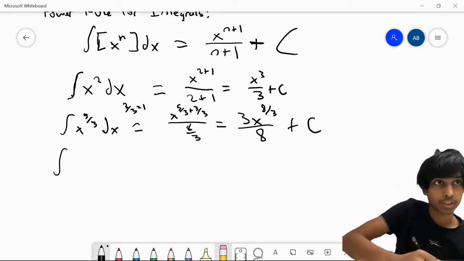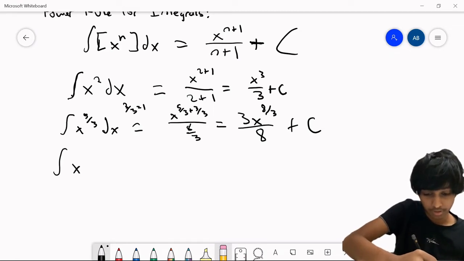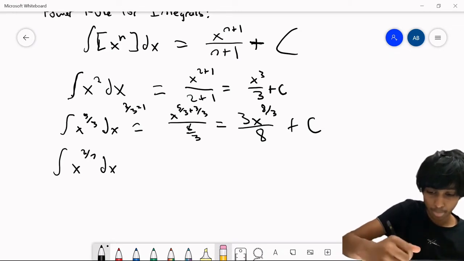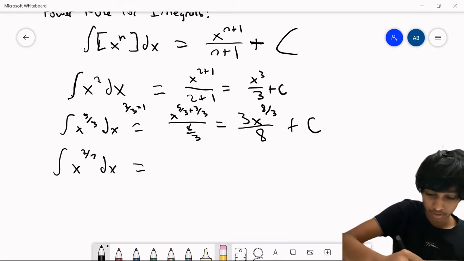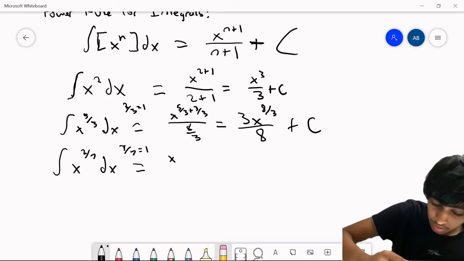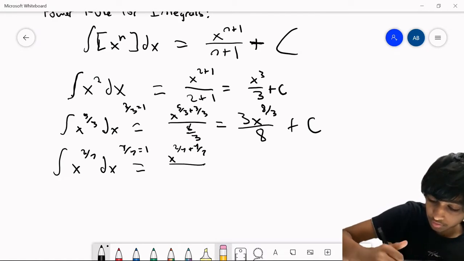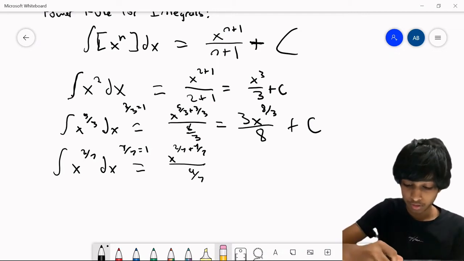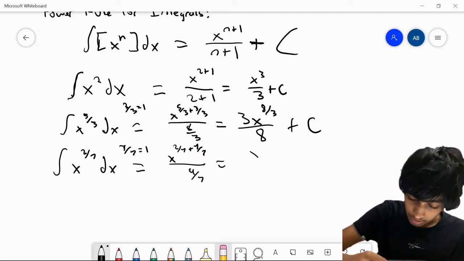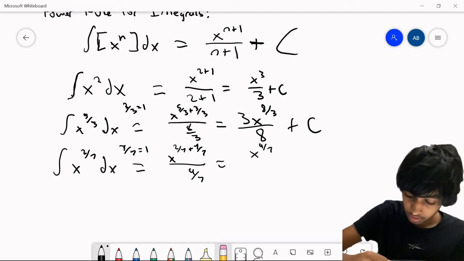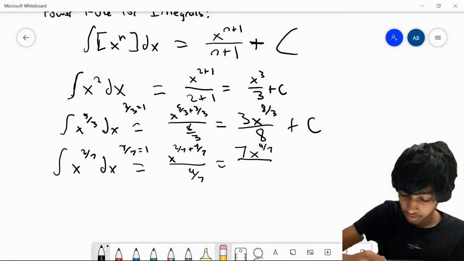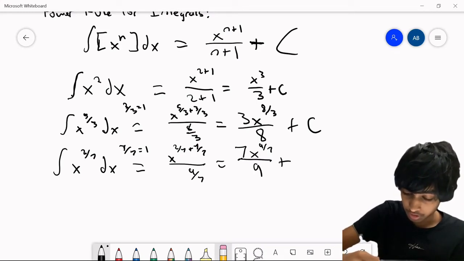Now let's do another example. x to the power 2 over 7 dx. Now we can do the same thing, so we'll use 7 over 7 this time. So we do x to the 2 over 7 plus 7 over 7, and then divided by 9 over 7, because that's what 2 over 7 plus 7 over 7 equals. So our final answer would be x to the 9 over 7 multiplied by 7 divided by 9, plus c.